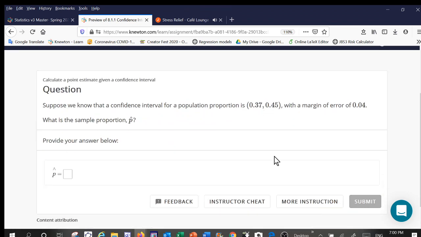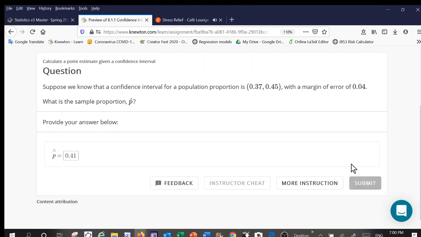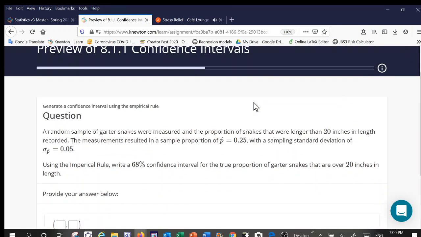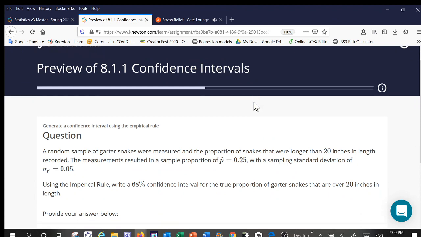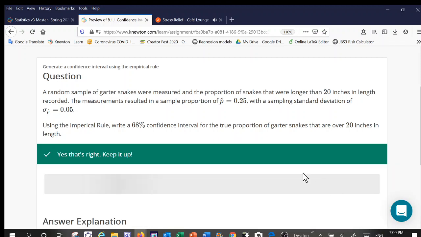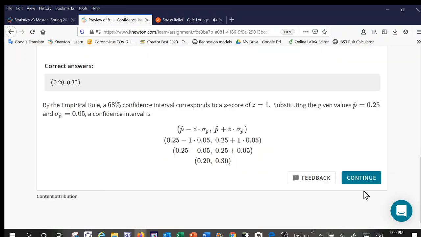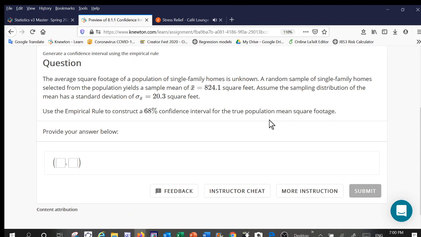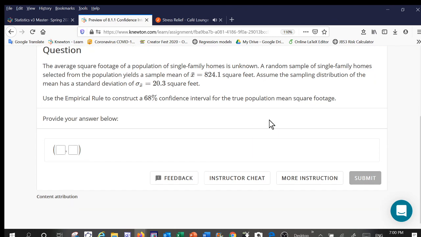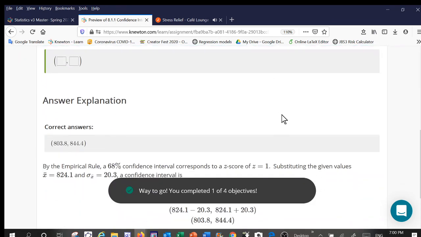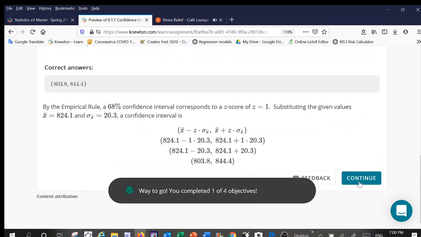All right, again, the same thing here. I'm just going to move on. So again, using empirical rule, the same thing. One standard deviation to the left and right. The same thing. So one standard deviation to the right and left.